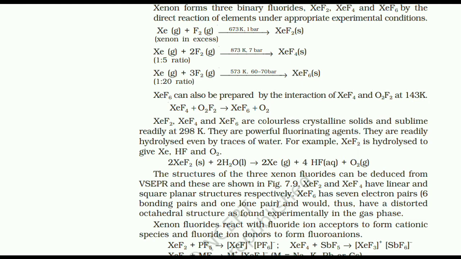XeF2, XeF4 and XeF6 are colorless crystalline solids and sublime readily at 298 Kelvin. They are powerful fluorinating agents. They are readily hydrolyzed even by traces of water. For example, XeF2 is hydrolyzed to give Xe, HF and O2.